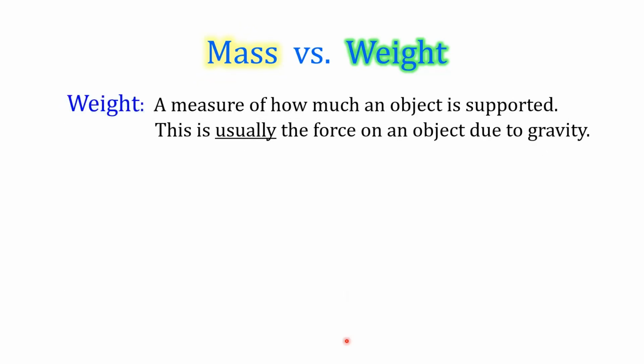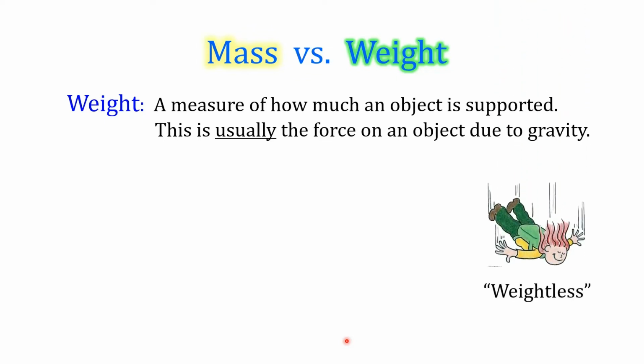So let's explain weight. Weight, I'm going to define as a measure of how much an object is supported. Weight is usually the force on an object due to gravity, or what you could call the gravitational force. And you may have heard that before. In fact, I've sort of hinted at it in the past that you can pretty much treat weight as gravity. But strictly speaking, that's not true. And here's an example of why that would be confusing if it was equal to gravity.